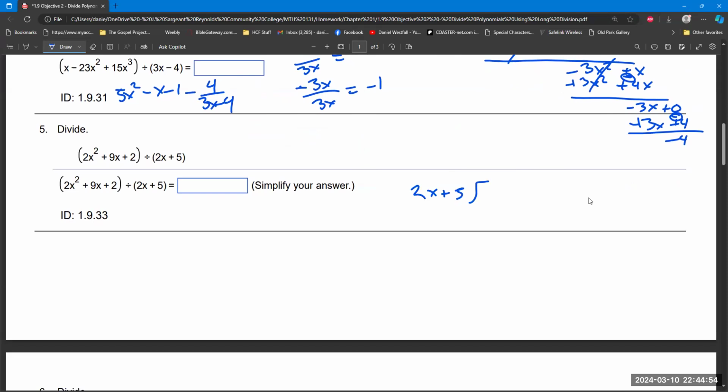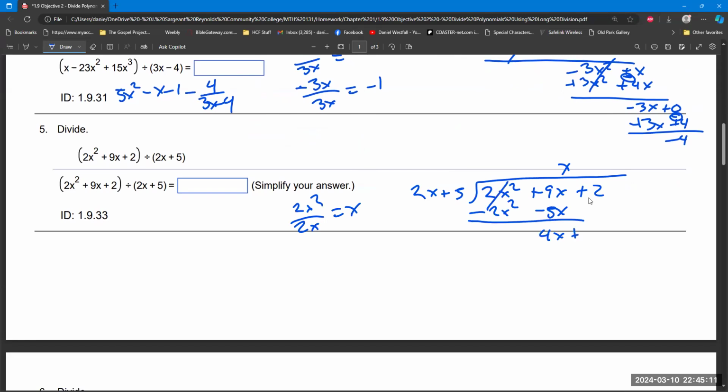2x plus 5 into 2x squared plus 9x plus 2. 2x squared divided by 2x is an x. Change my signs and add. 4x divided by 2x is 2. Change my signs and add. It's plus 2 minus 8 over 2x plus 5.